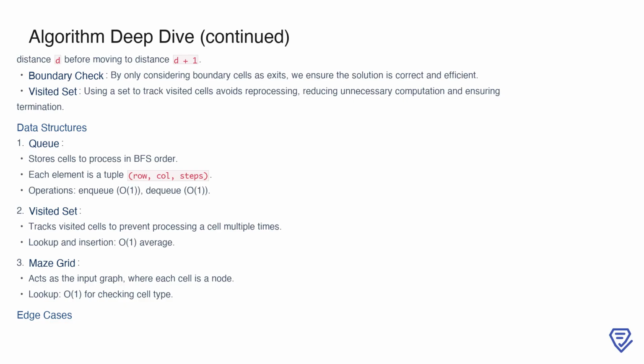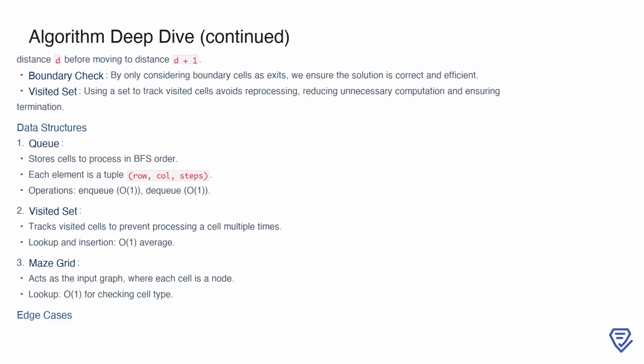The visited set plays a crucial role in avoiding unnecessary reprocessing of cells, which not only saves computation time but also guarantees the algorithm terminates. The queue is central to the BFS process, storing cells in the order they need to be processed. Each element in the queue is a tuple containing the row, column, and step count. Operations like enqueuing and dequeuing are efficient, taking constant time. The visited set allows for quick lookups and insertions, also in constant time on average. The maze grid itself serves as the input graph, where each cell acts as a node.